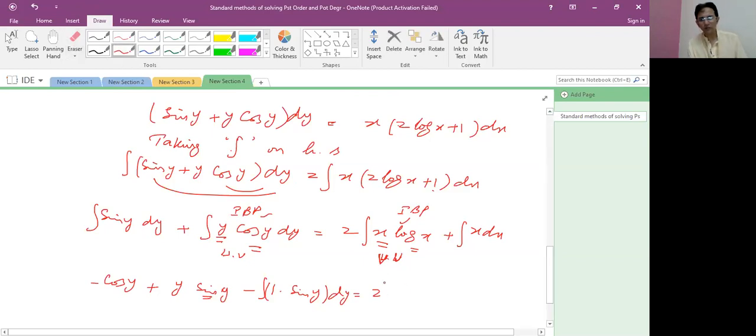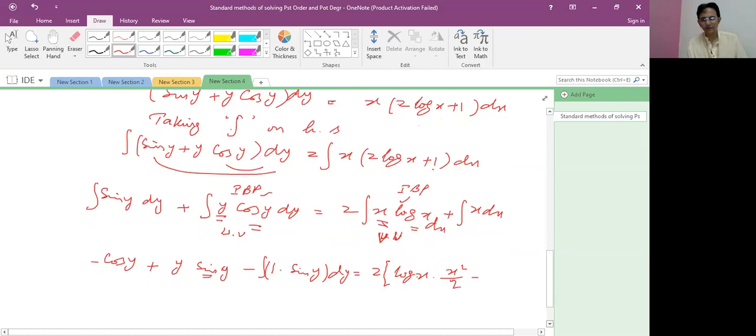2 is a constant term. So the derivative of x is constant. It means u is constant. The log of x is constant. And the integral of x is x square over 2. The integral of x dx is x square upon 2.